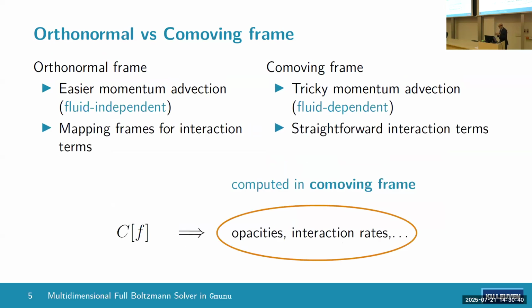But it's not all bad. What we lose in terms of being in a co-moving frame and having to resolve these velocity-dependent terms, we gain back in the interaction terms, because the interaction terms are all computed in the co-moving frame. If you are doing your calculations in the orthonormal frame, you need to go back and forth between the two, whereas in our case, we can simply stay in the co-moving frame and really do the interaction opacities, interaction rates, etc., in the co-moving frame.